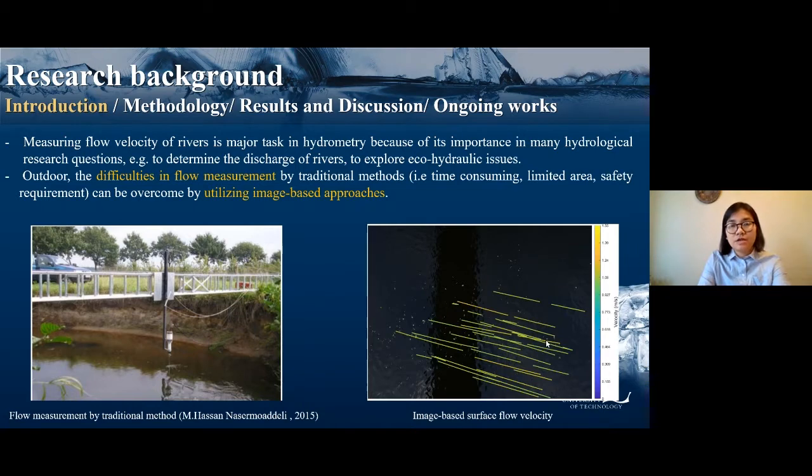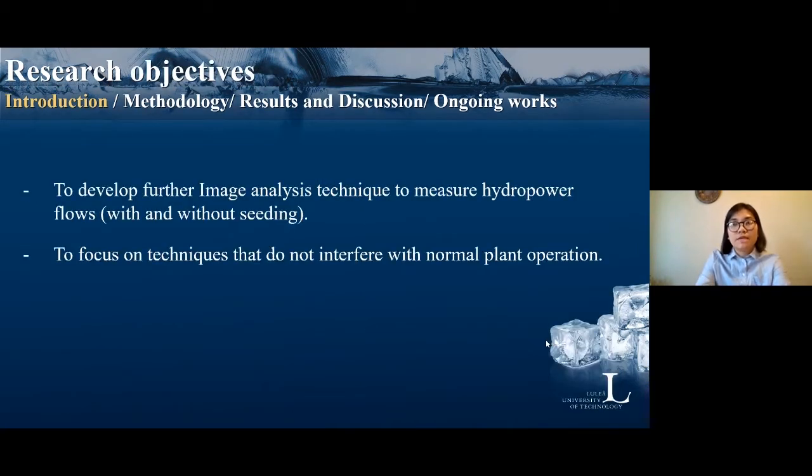The objective of this study is to develop further image analysis techniques to measure hydropower flows. The ambition here is to focus on a technique that does not interfere with normal plant operation. That means involving no instrumentation in the plant or even in the flow, minimizing limitations due to safety aspects. The presentation today will be about our principal investigation of using photogrammetry for surface flow velocity measurement, both in the lab and in natural river flow.